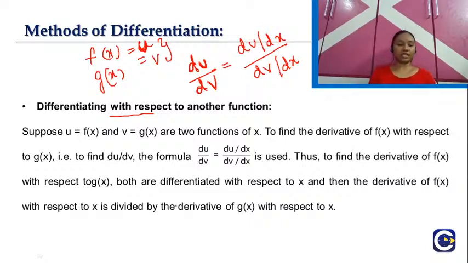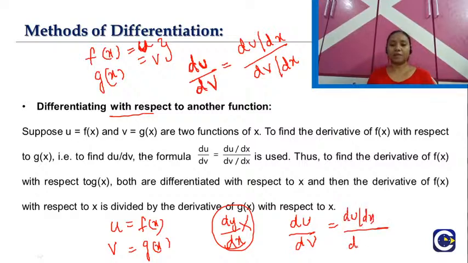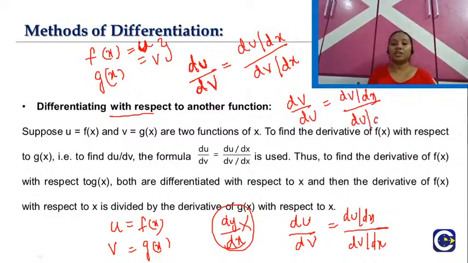Right. So the only thing here is you will be having two functions u and v in terms of our variable x, f of x and g of x. Generally we differentiate a variable with respect to another variable, but here we are differentiating one function, that is function u, with respect to v. Then it will be du by dx divided by dv by dx. Similarly, if we want to differentiate v with respect to u, then it will be dv by dx divided by du by dx.